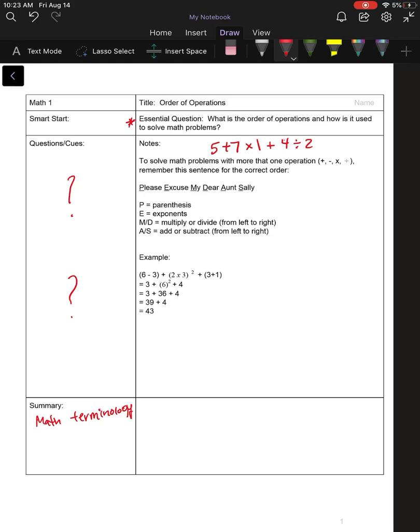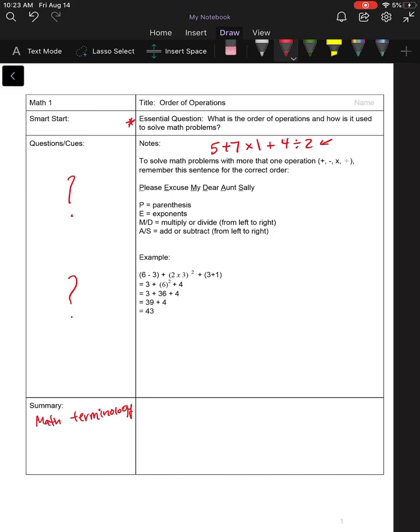How we solve these problems and how we approach every problem, there's a standard set of ways to do it, right? We follow an order of operations. So we do things in a particular way for a reason. So if you guys can remember this, please excuse my dear Aunt Sally, you guys will be able to solve all of these types of problems, okay?